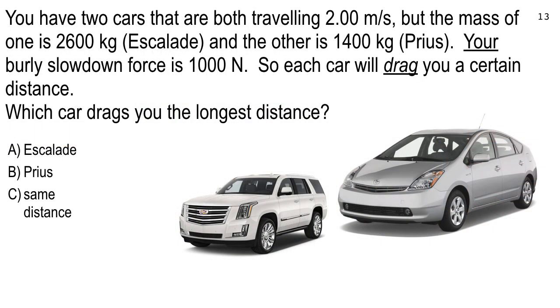Okay, you have two cars that are both traveling. So this is pretty pathetic, 2 meters per second. It's about 4 miles an hour. But now this time there are two different masses. And so you have a rope tied to the end of it. And like the burly beast that you are, or that you wish you were, you exert 1,000 newtons backwards.